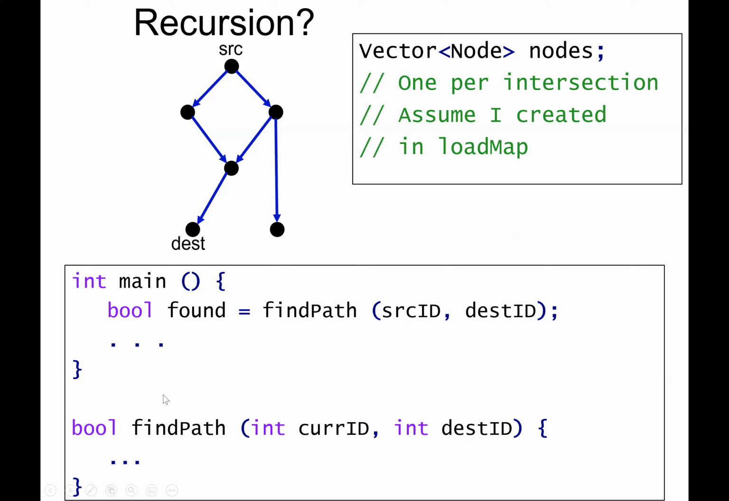Okay, and this algorithm, depth first search, is recursive. So the way the recursion is going to work is I've got to write find path, and I need find path to work for essentially any intersection. So it's got a destination, and it's got a current intersection. That's going to be the recursion. I'm going to try to get closer to my destination and call find path again. Does it make sense? So kind of the way you always do recursion.